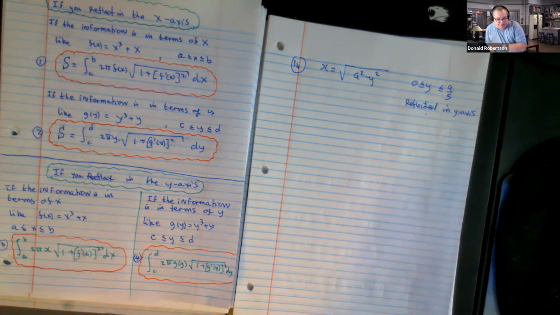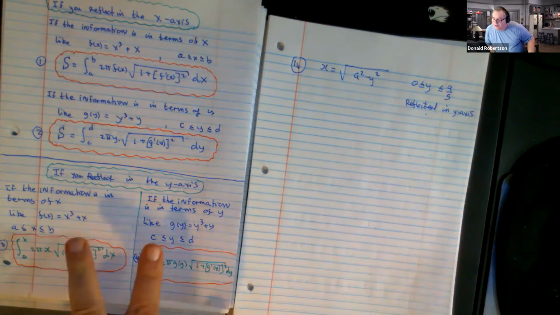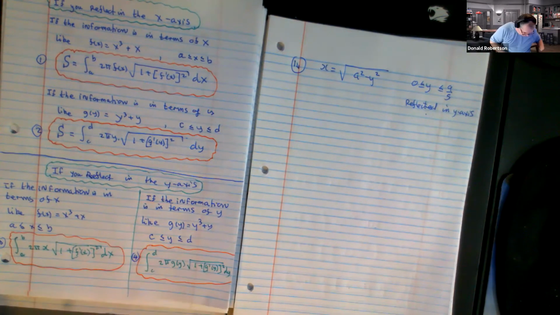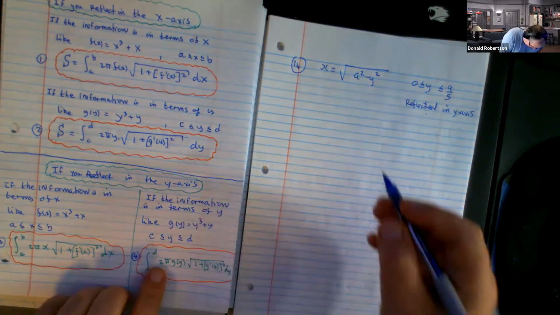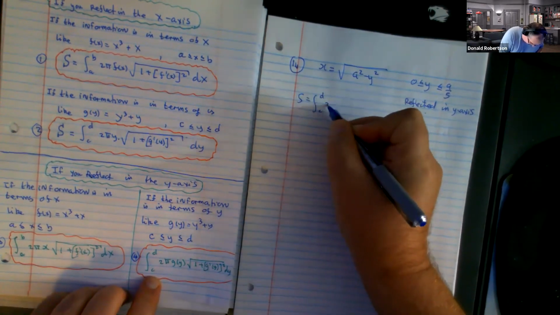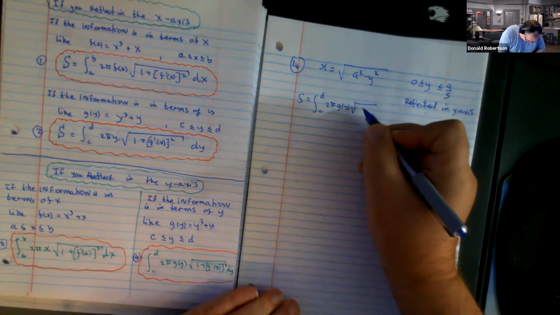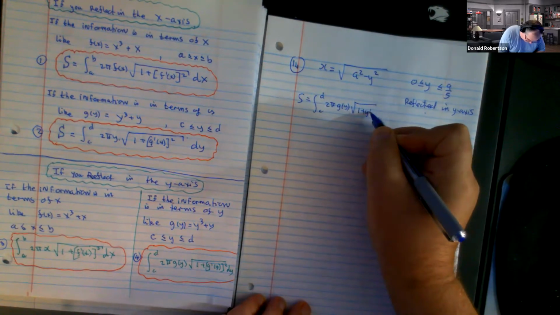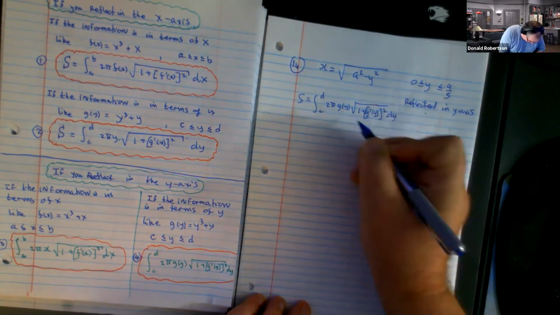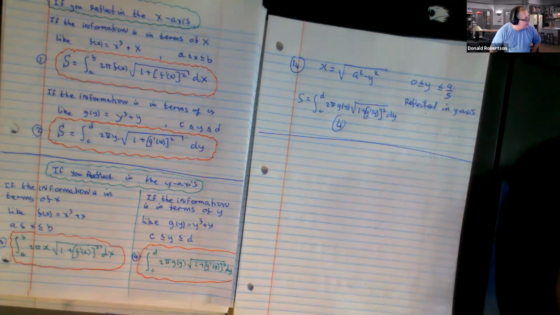I see a 4. Would you agree? It's rotated in the y, so it has to be one of these two. Isn't it the one with all the y's in it, which is number 4? So you are going to be using the integral from c to d of 2 pi g of y square root of 1 plus g dashed of y whole squared dy. And from now on, I'm just going to tell you the number. Okay, now let's look at the next one then.